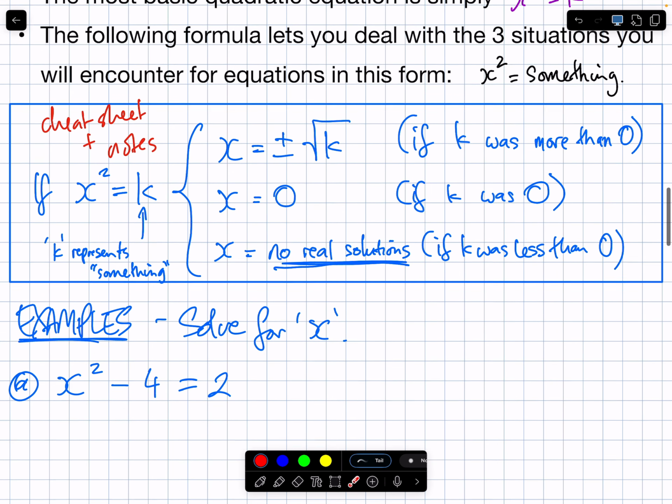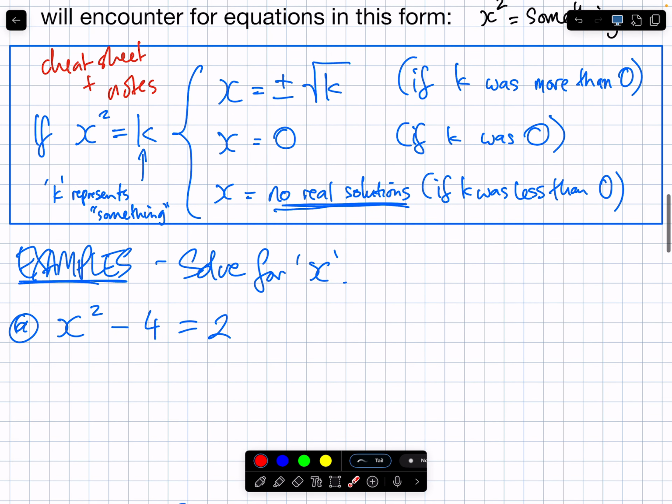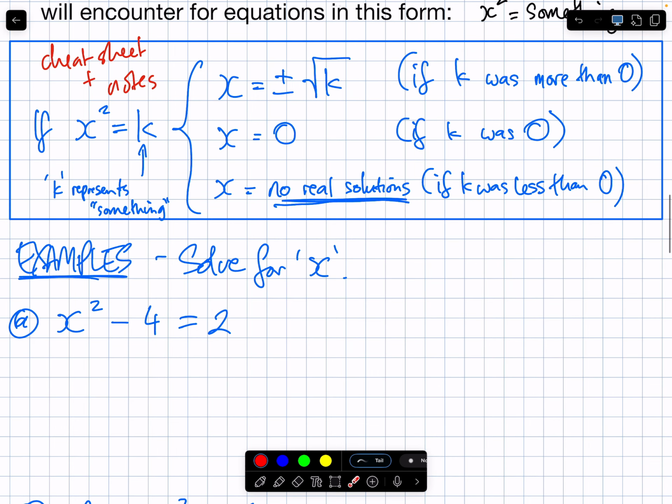Alright, I'll keep the box there, but I'll demo this. Alright, you're telling Mr. T you're psycho because this question isn't x squared is equal to a number. We can make it look like that. Can I get rid of take 4? What's the opposite of take 4? Add 4. So this will become x squared is equal to 6. So now it looks like x squared is equal to k.